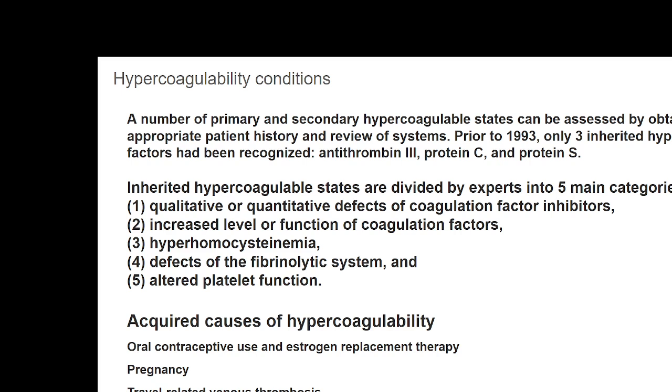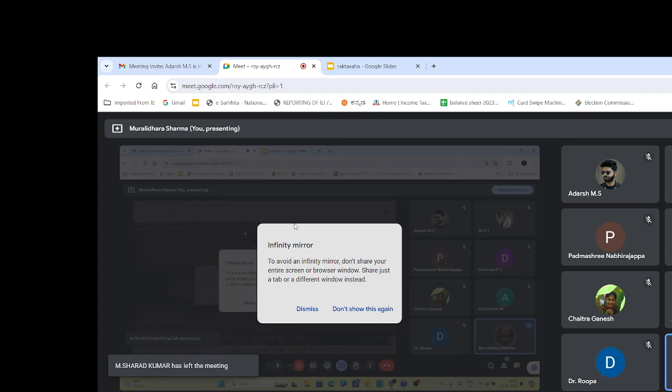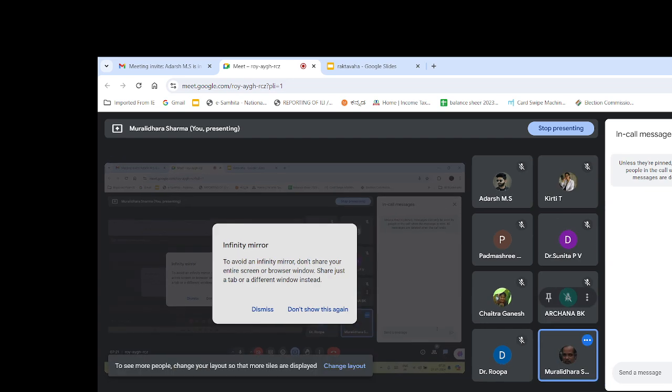The next part we will discuss is the other hypercoagulability conditions and other diseases which could be related to the blood supply as Raktavaha Srotodushti. So with this we conclude today. If there are any questions, we will try to answer, and then there are no questions.